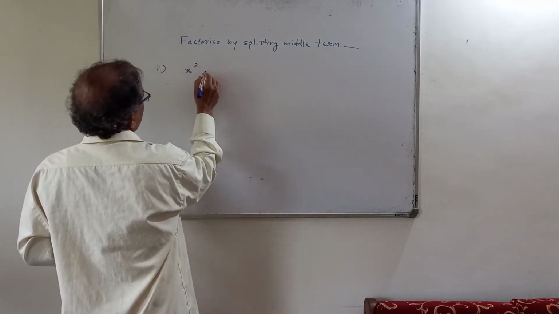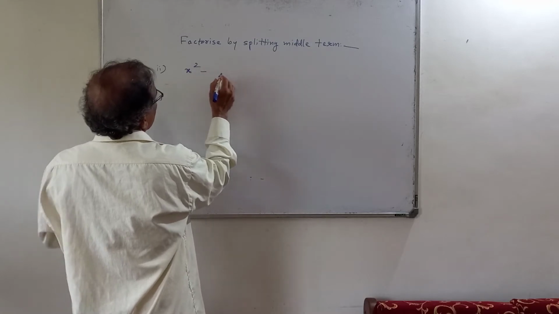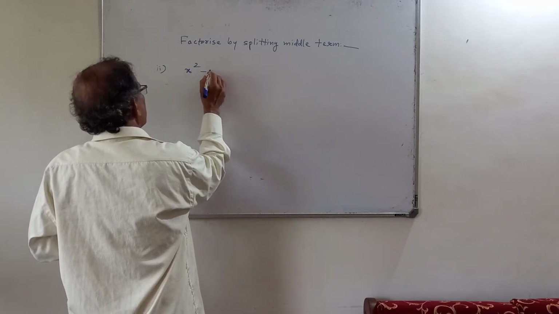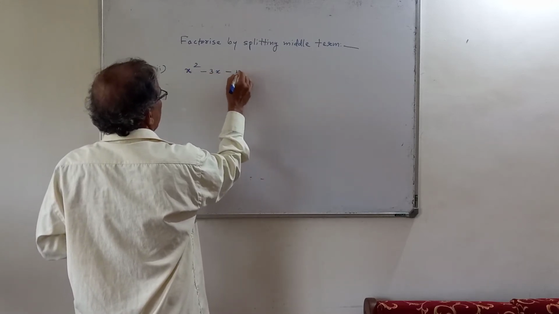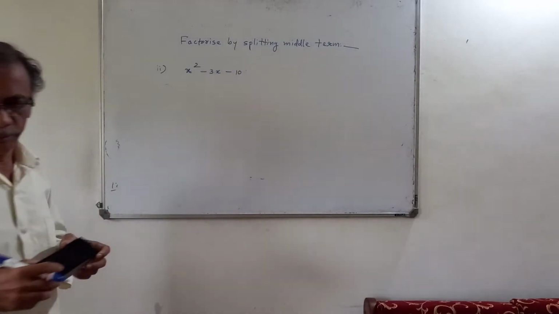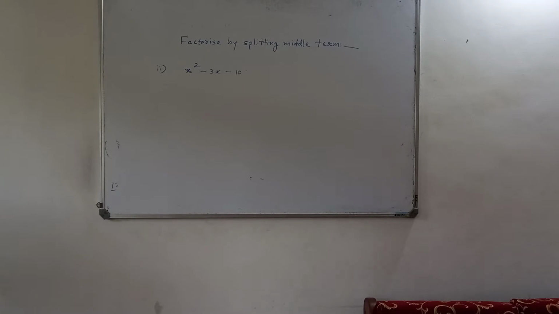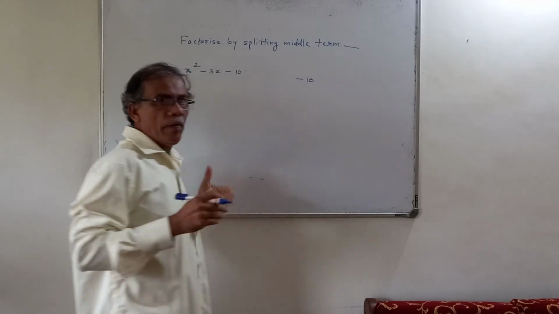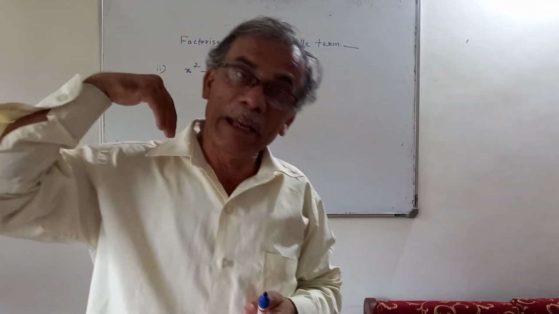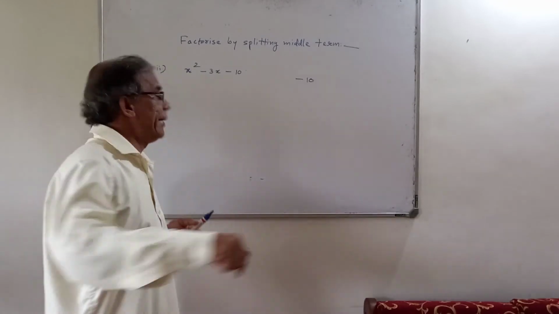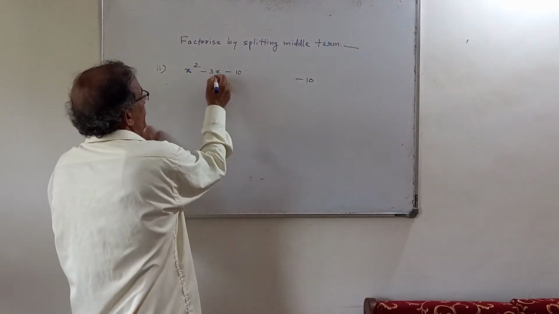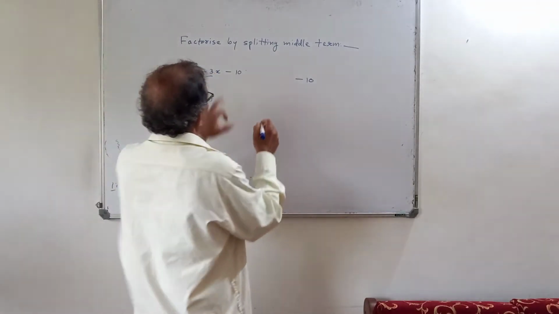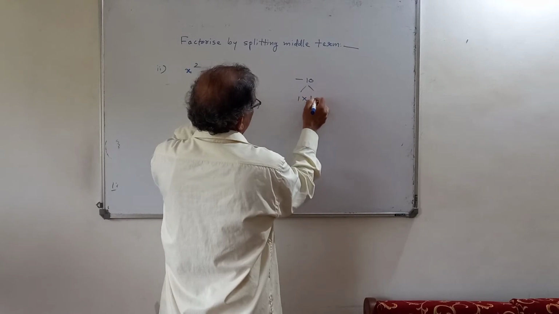X square minus 3x minus 10. Now, which is the last term here? Minus 10. So we have to find the pairs of numbers which will give us the product minus 10. And at the same time, what is the addition? Middle term coefficient of x is minus 3, so the addition should be minus 3. So the first pair which will give you product minus 10 is 1 into 10.